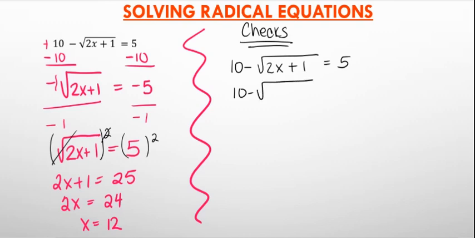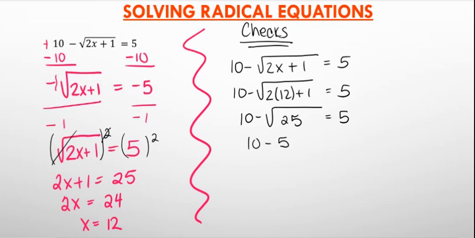And so I'm going to substitute in for x the 12. So I have 10 minus the square root of 25. And so I end up with 10 minus 5. And so 5 equals 5. So this works. So my solution works.